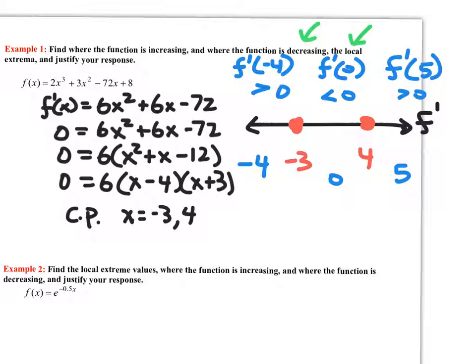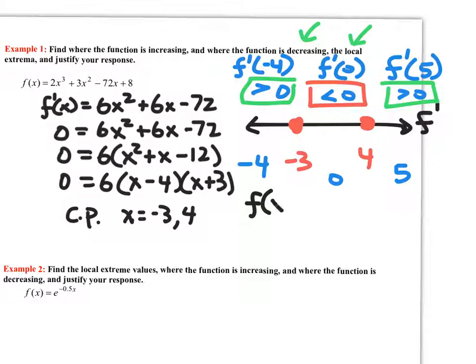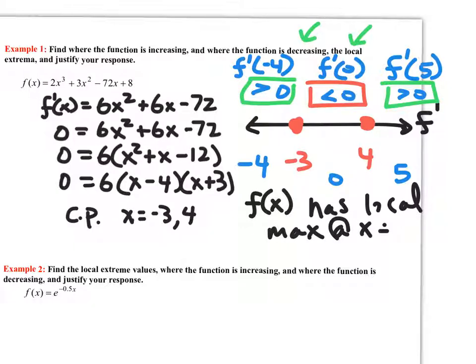Okay, so it looks like we've got an increasing function to the left of -3, a decreasing function between -3 and 4, and then an increasing function to the right of 4. So what this tells us is that f of x has a local max at x equals -3.